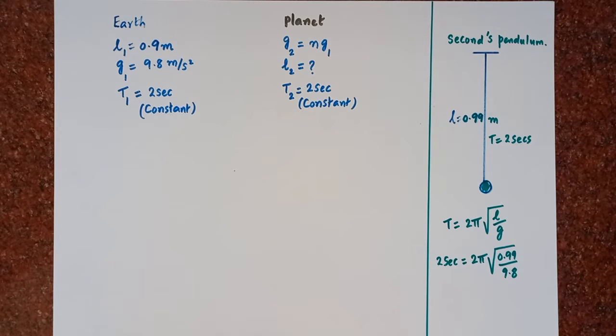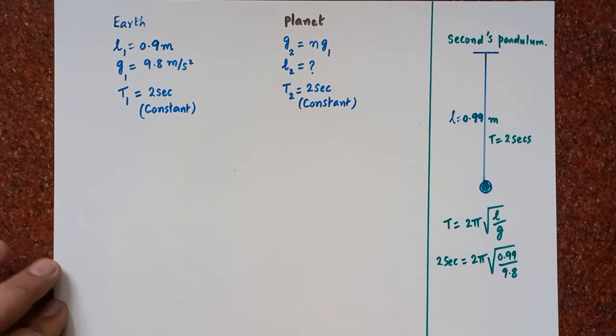Now we are going to solve problem number 3, an objective question, which is given in the oscillation chapter on page number 218. I will read the problem now. The length of the second pendulum on the surface of the earth is 0.9 meter. What is the length of the same pendulum on the surface of planet X, such that the acceleration due to gravity of planet X is n times greater than the earth's?